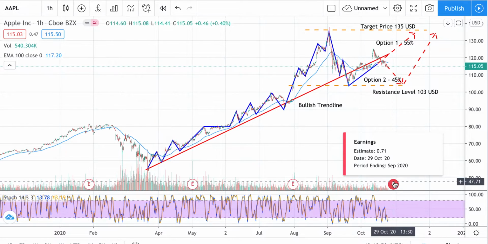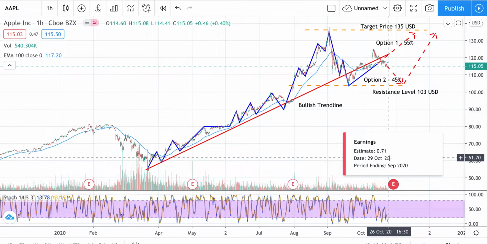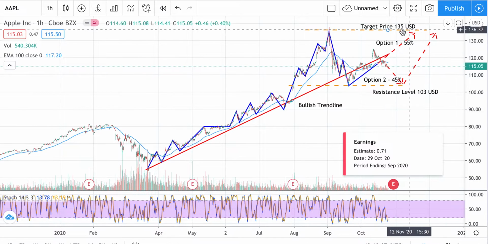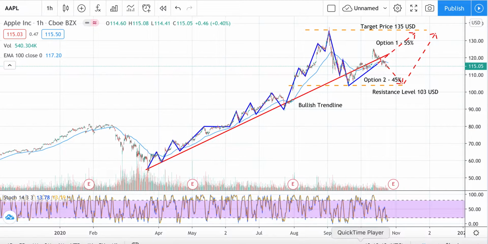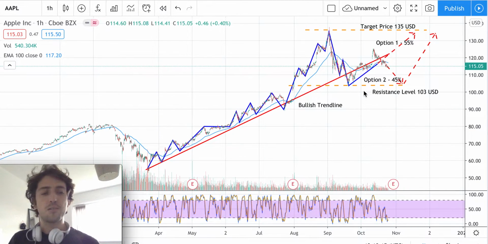If there is good news and the company beats the estimates of these earnings, the stock might jump up, with a target price of 135 US dollars. So I think that in conclusion, because the major trend is a bullish trend, the idea is to go long, but just hold for now before going long, because this option 2, where the price can go down up to this resistance level of 103 before going up, is still there.